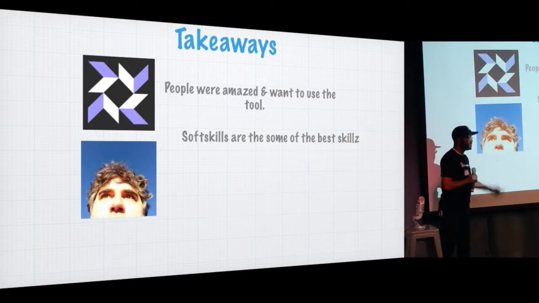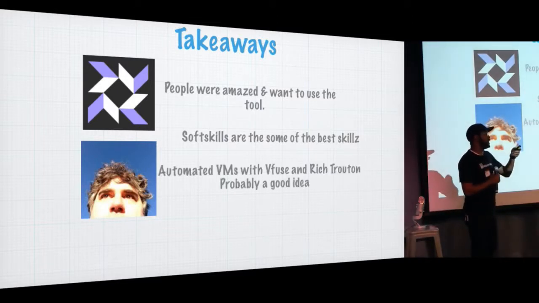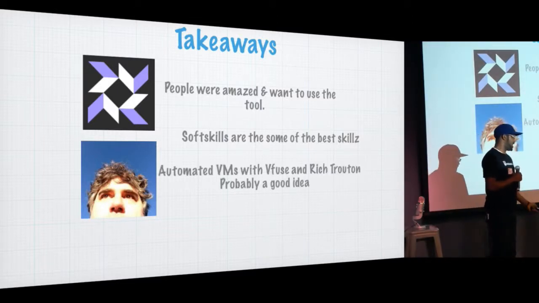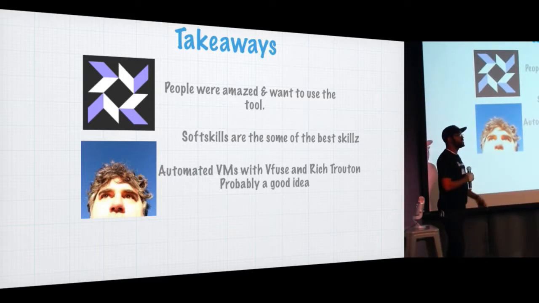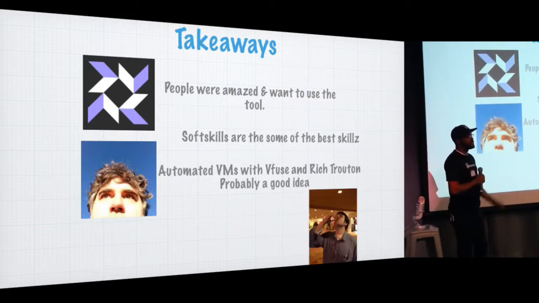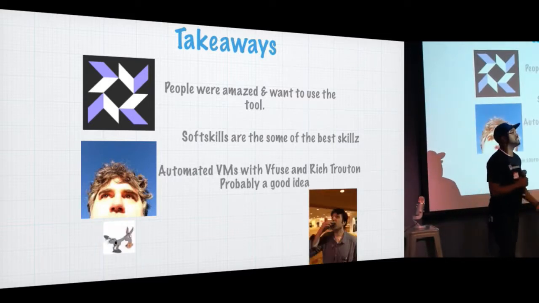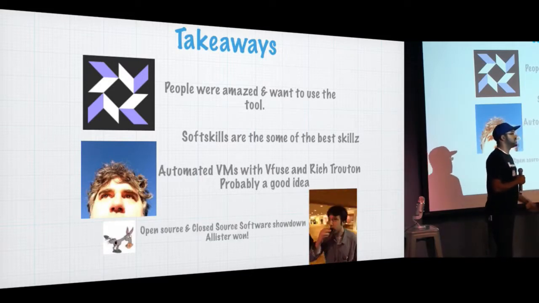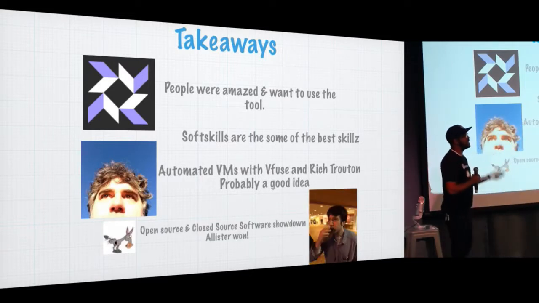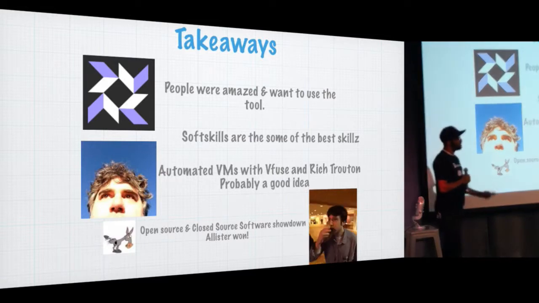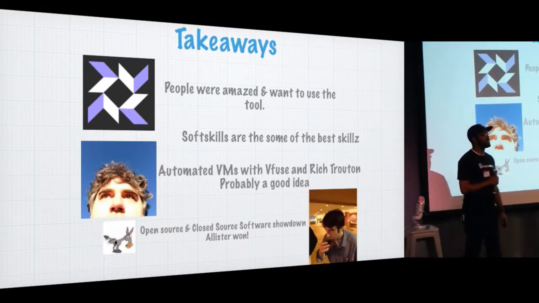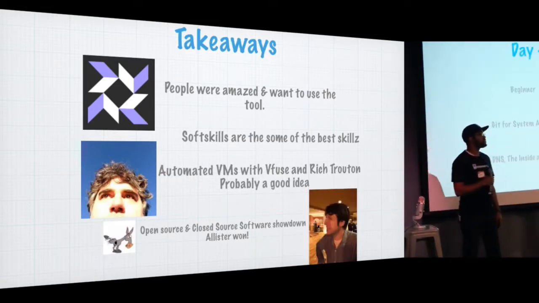This is Joe. Automated VMs with VQs and rich time. It's probably a good idea. And then last but not least, Alistair Banks, Ben Toms, open source and software shout out. And I think Alistair definitely won that battle. So that was kind of the takeaways from day 3.